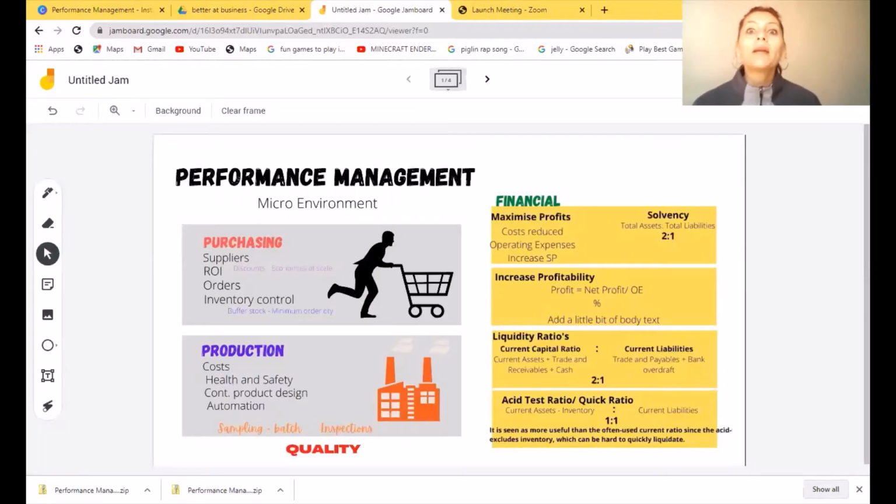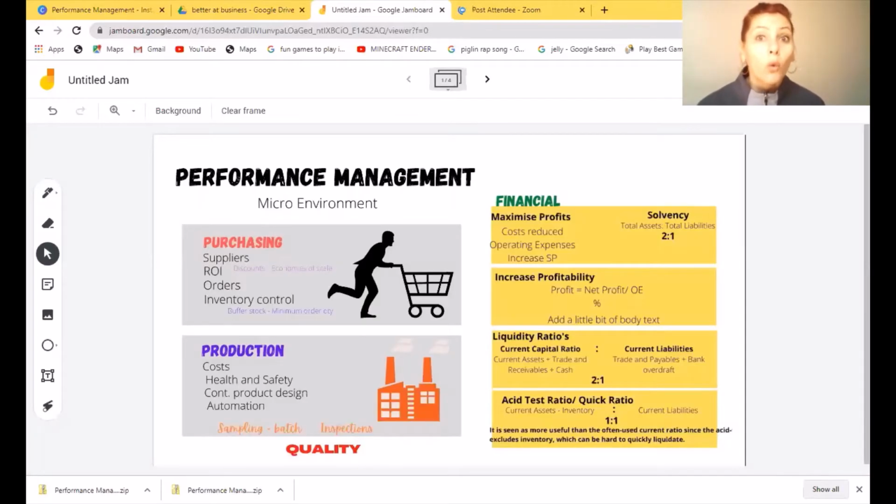Orders, how do you place your orders? When do you place your orders? How much stock are you going to have? As a purchasing manager, you need to work very closely with your production manager as well as logistics. You will have cross-functional meetings once a week to make sure that you are ordering the right amount and that you've got your minimum order quantities.